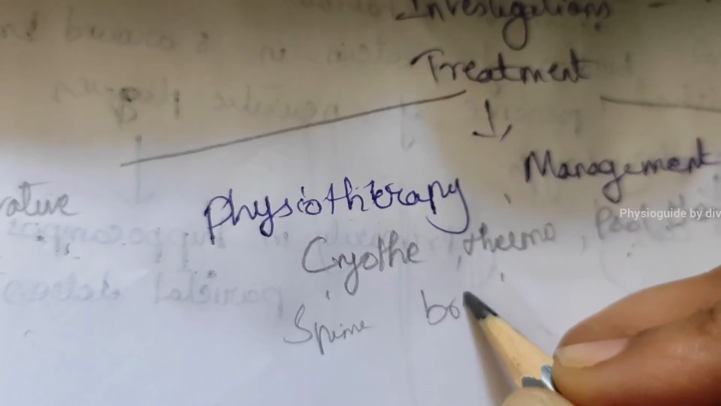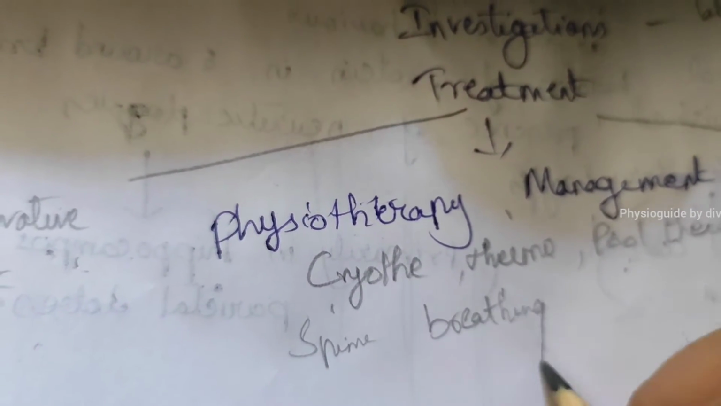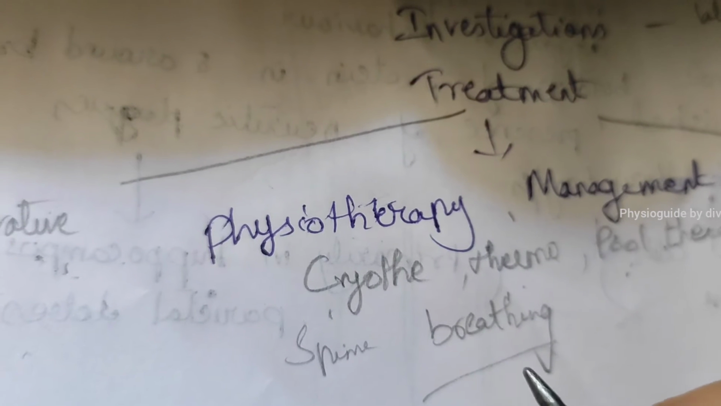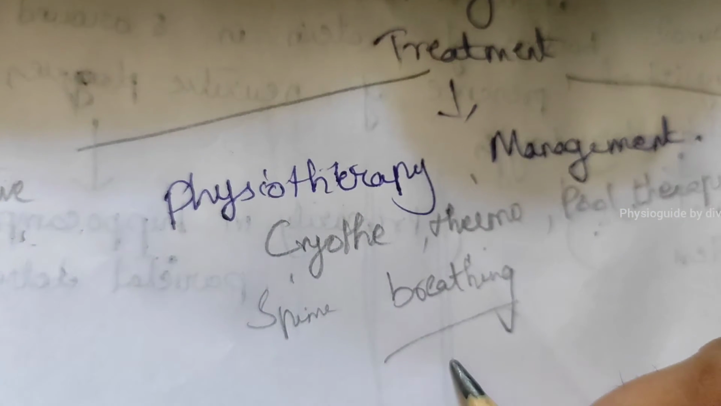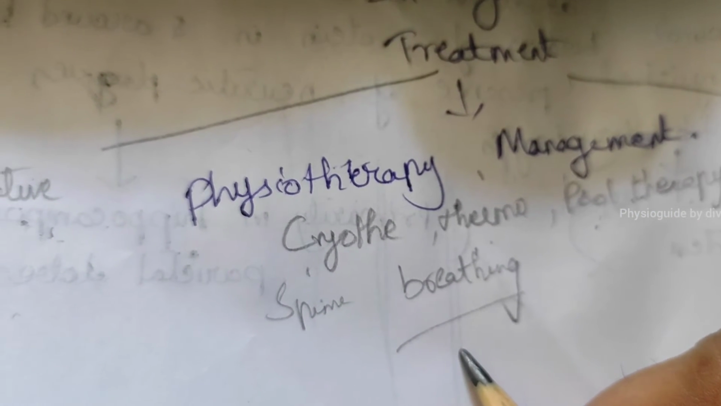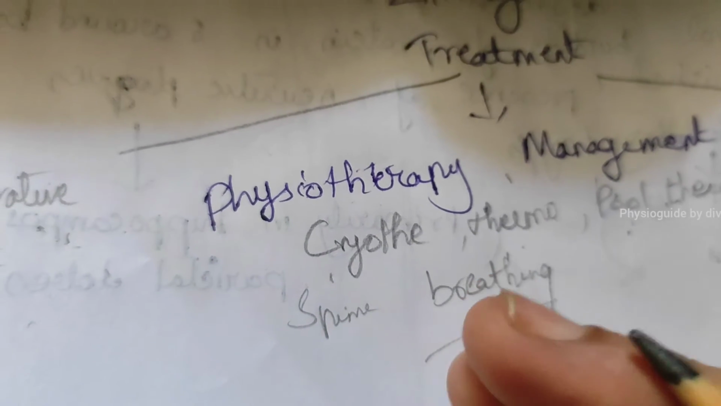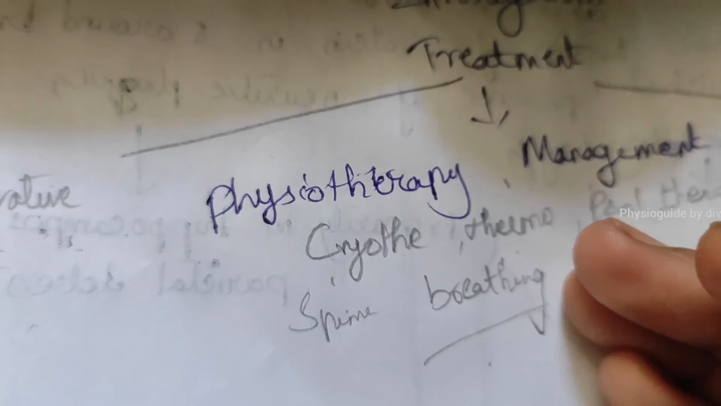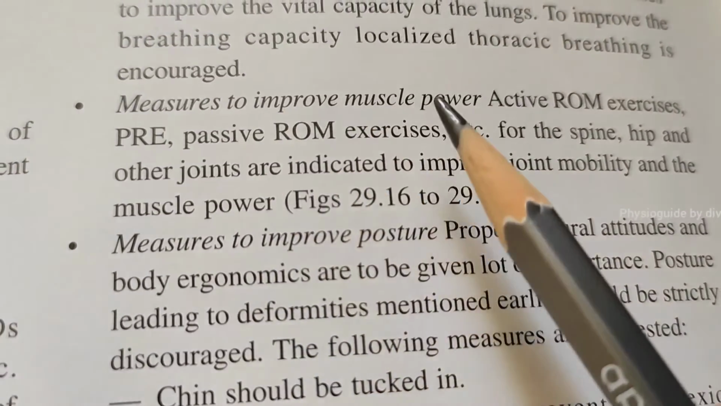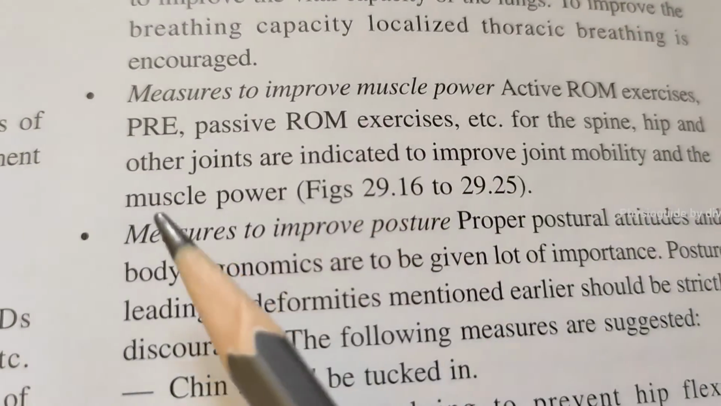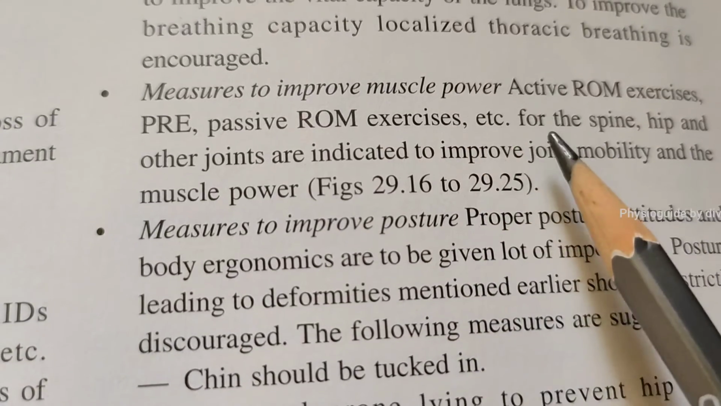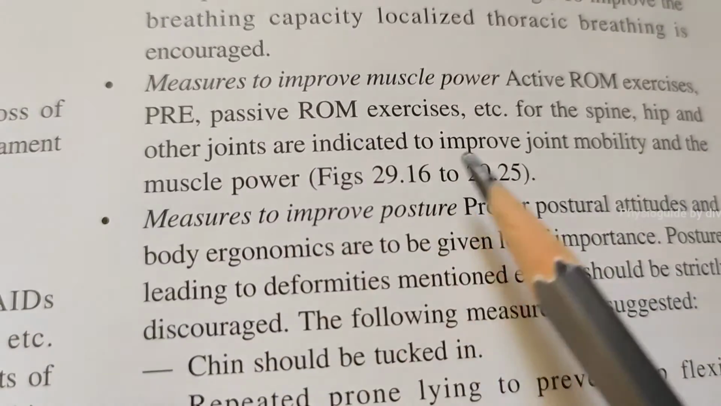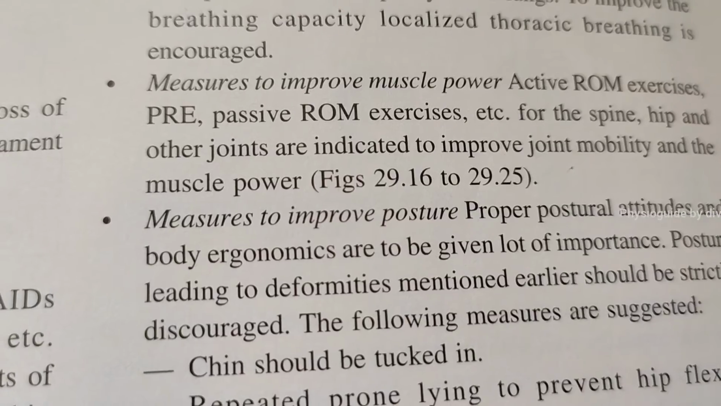Next, breathing exercises. To improve breathing, deep breathing exercises are given to improve the vital capacity of the lungs, and localized thoracic breathing is encouraged to improve breathing capacity. Next, measures to improve muscle power: active ROM exercises and passive ROM exercises for the spine, hip and other joints to improve joint mobility and power.